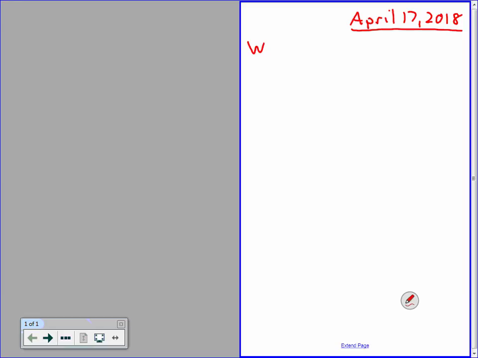So here we go, warm up. It says graph them both on the same piece of paper. So this is y equals negative 2/3 x minus 4. So I'm going to start with my slope. All right, I'm going to start with Dale in here, please.